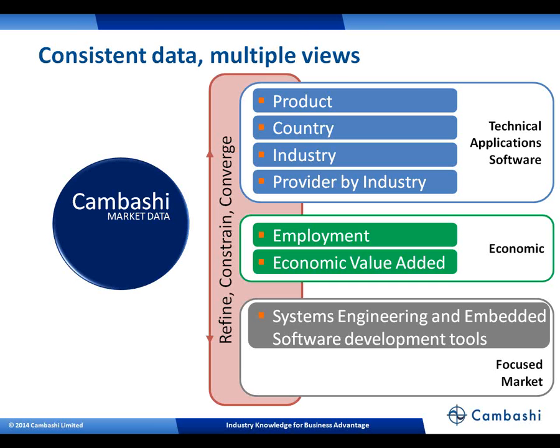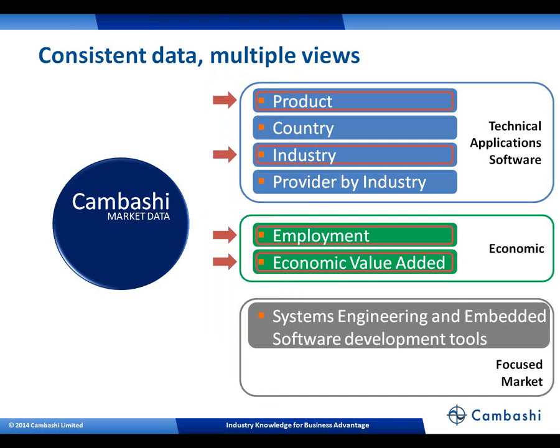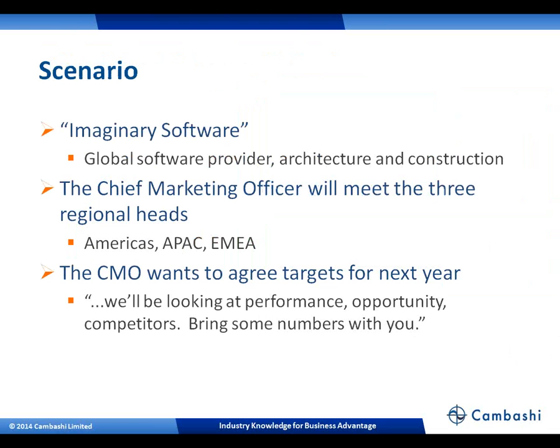We use the multiple data sources to triangulate and improve the data. It's an iterative refine, constrain and converge process. The result is consistent data and multiple views. Today we're going to be using data from 4 observatories, these 4: product, industry, employment and value added. So let's have a look at the scenario.